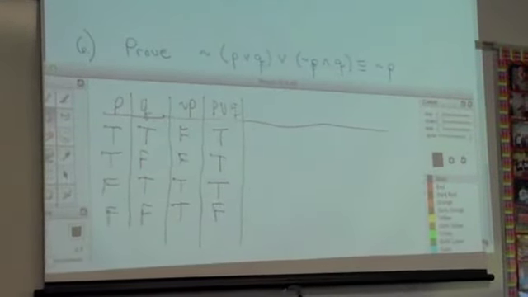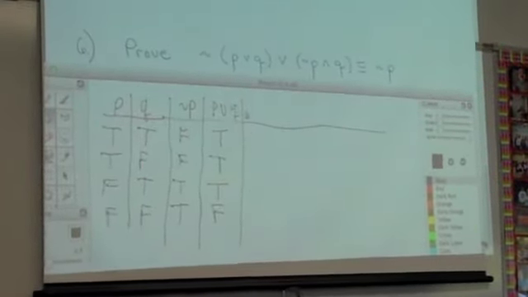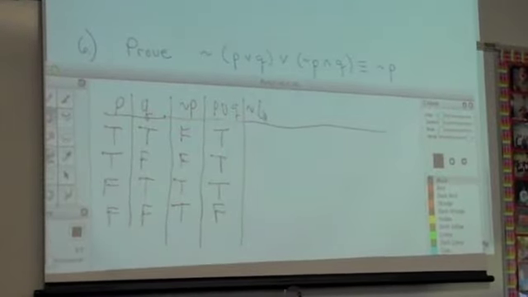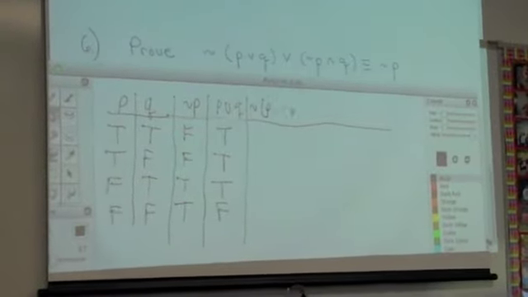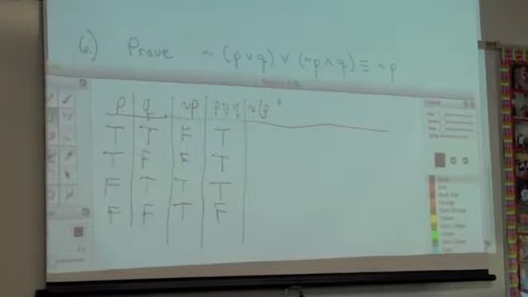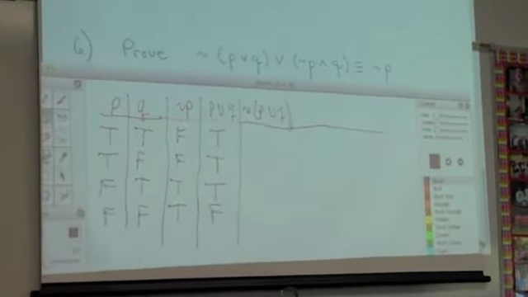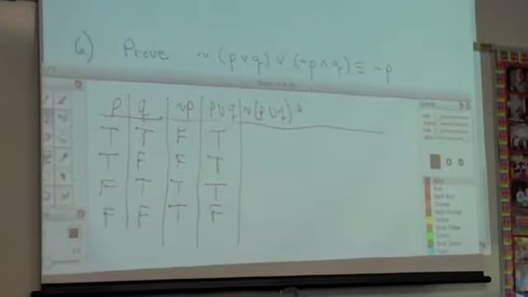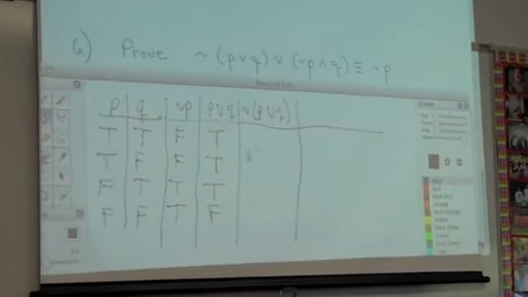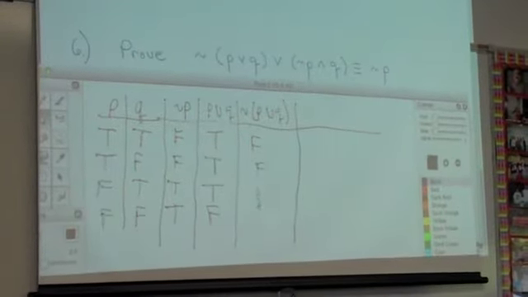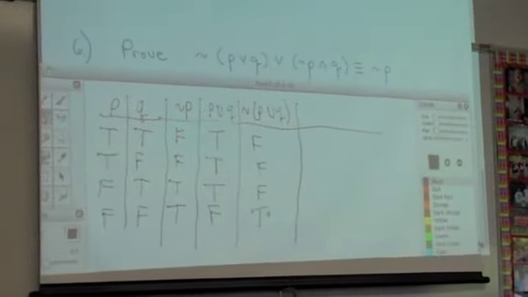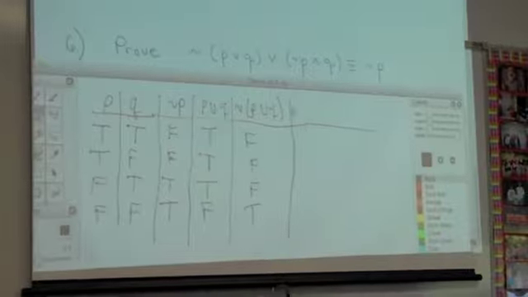Looking ahead here, I'm going to have to do the negation of that column anyway to build this side. So I'm going to just do that next. I'm just going to go ahead and do the negation of P or Q. And so I just take this and flip it. So it's going to be false, false, false, true. I think I did that right, didn't I?